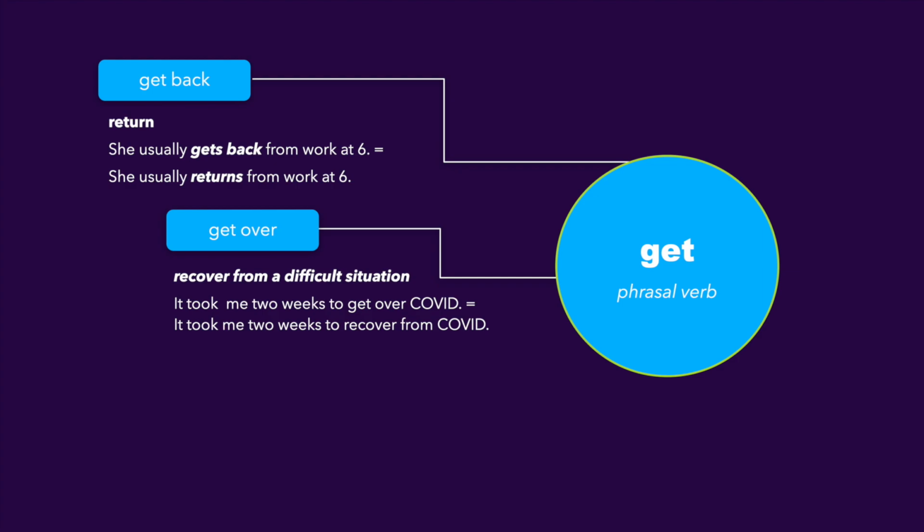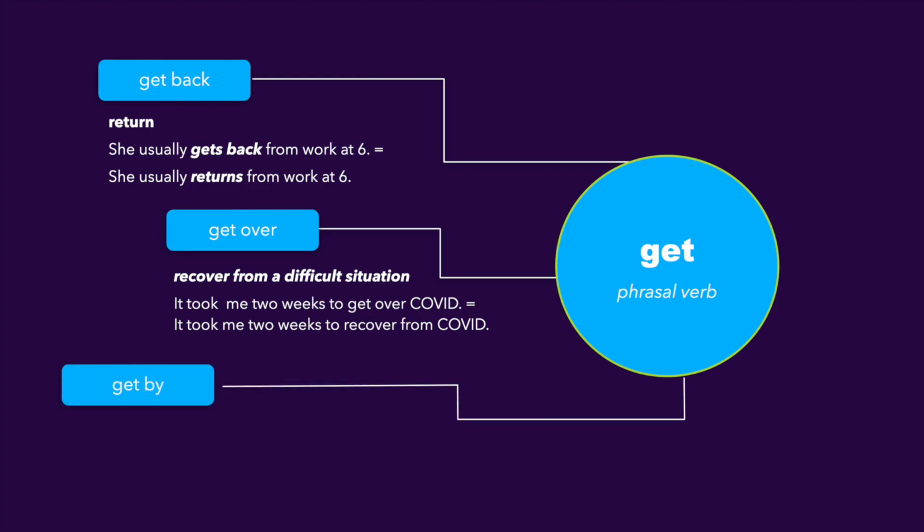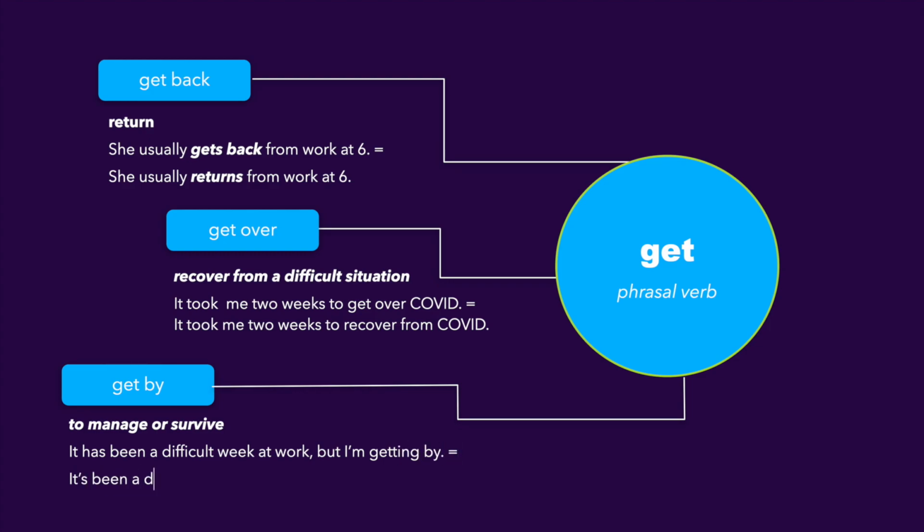Another phrasal verb that uses get is to get by. To get by means to manage or to survive. For example, it has been a difficult week at work, but I'm getting by, which means it's been a difficult week at work, but I'm surviving.